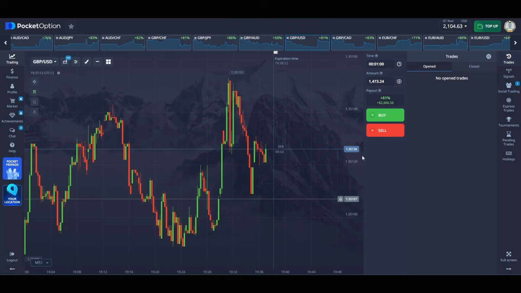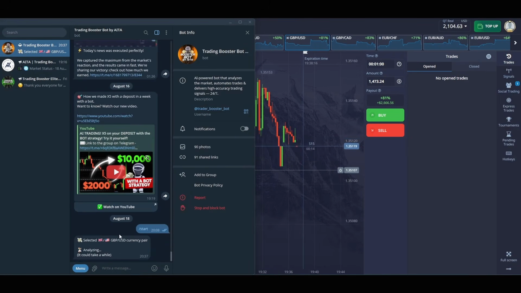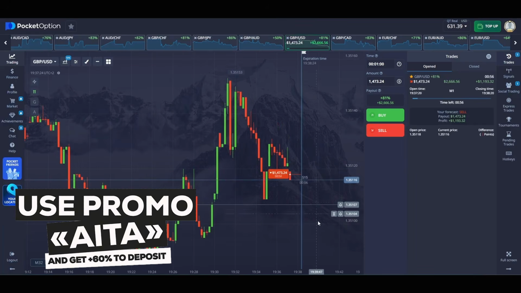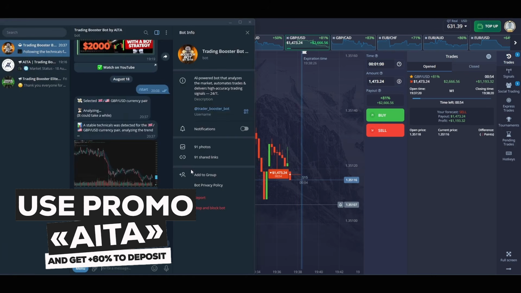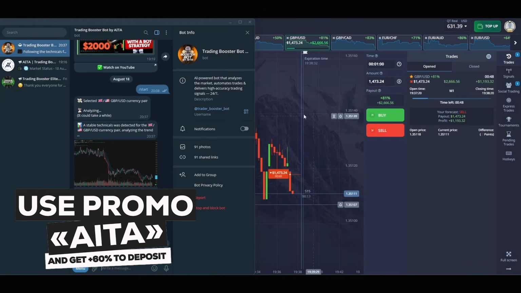For the next currency pair, let's choose the British pound and the dollar. Let's get a signal for this currency pair. And I get a sell signal. As you can see, I'm opening my trade for $1,400 and I'm not risking anything. As we can see, BoosterBot shows us the whole direction and we enter the same trade.